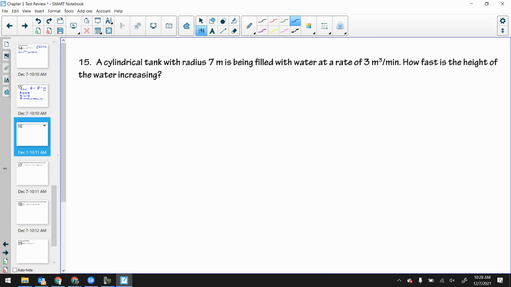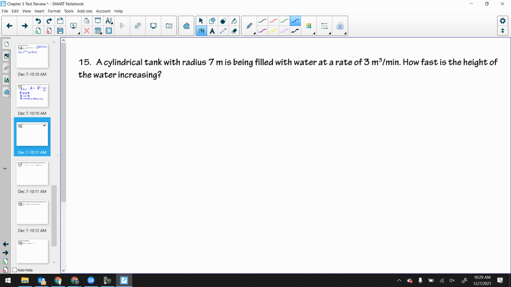All right, let's do another one. A cylindrical tank with radius 7 meters. Again, like this one, I would give you this formula. This is not a cone. In that case, you just multiply by 1/3. A cylindrical tank with radius 7 meters is being filled with water at a rate of 3 meters cubed per minute. How fast is the height of the water increasing?